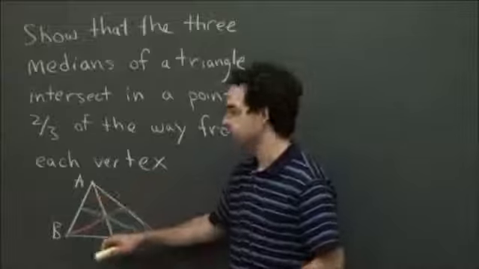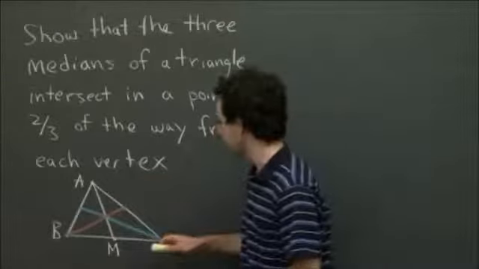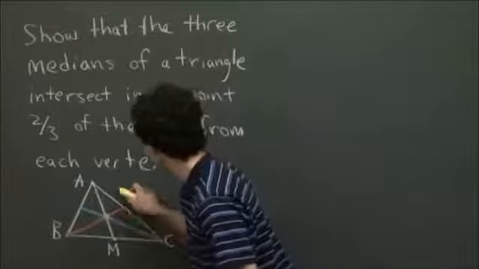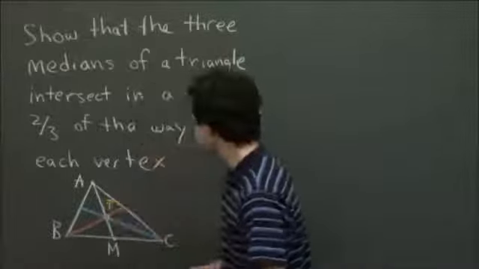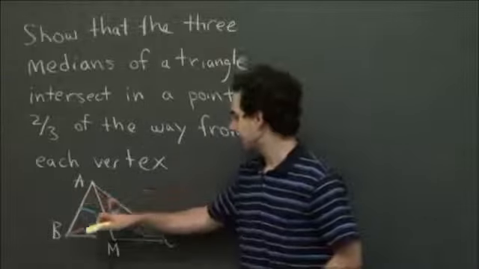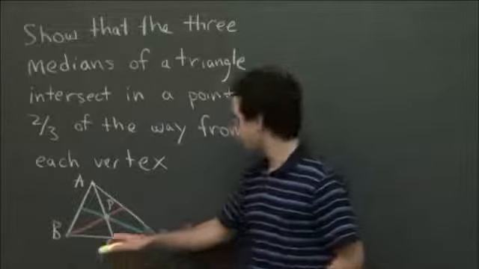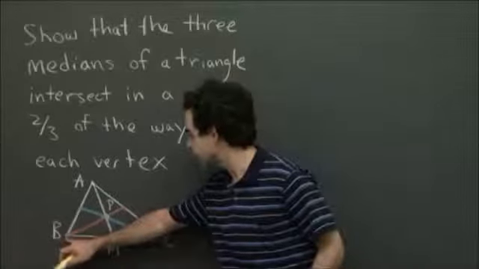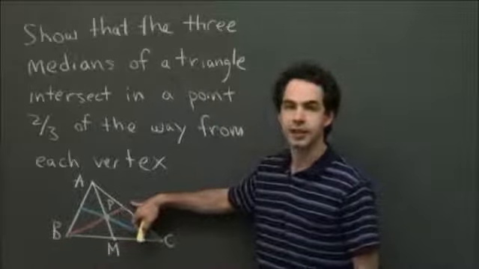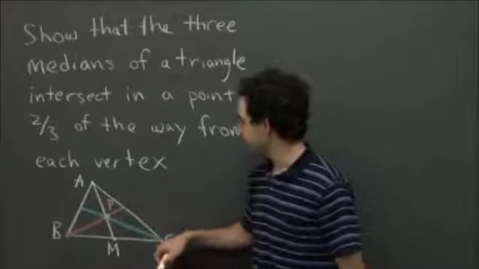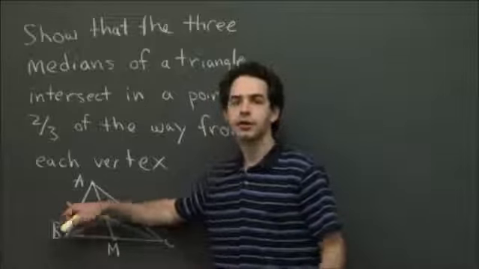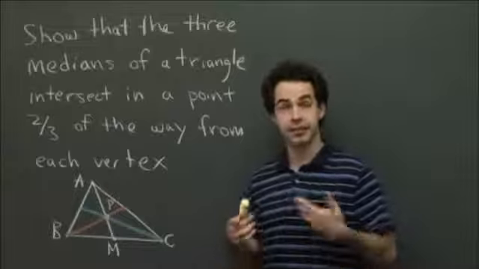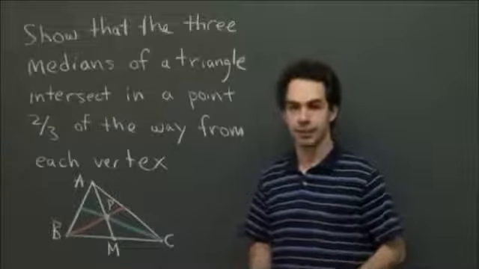So the point that's 2/3 from the vertex to the midpoint of the opposite side. For example, there's a point, let's call it P at first, such that AP is twice PM. And similarly, there's some point maybe called Q that's 2/3 of the way from B to the midpoint of this side, and there's some point that's 2/3 of the way from C to the midpoint of this side. An equivalent formulation of the question is to show that these 3 points are really the same point, that they're all in the same place.